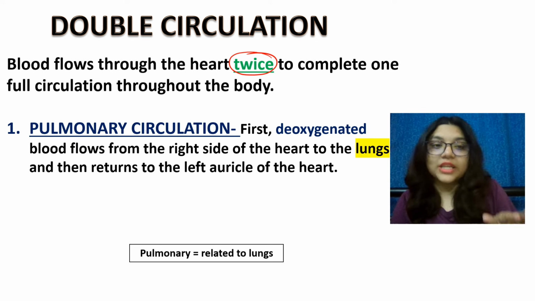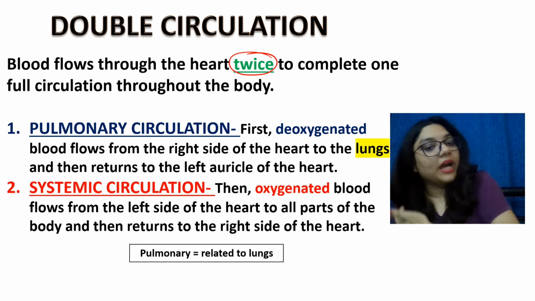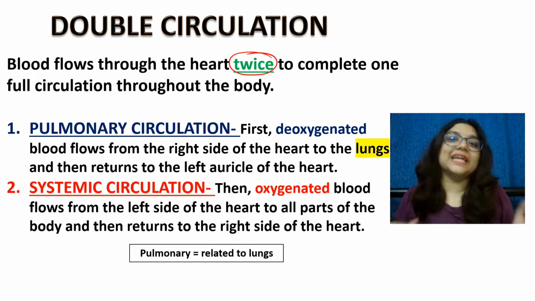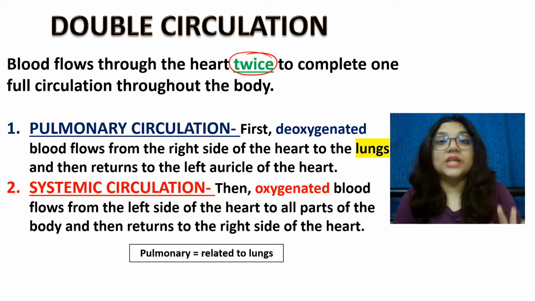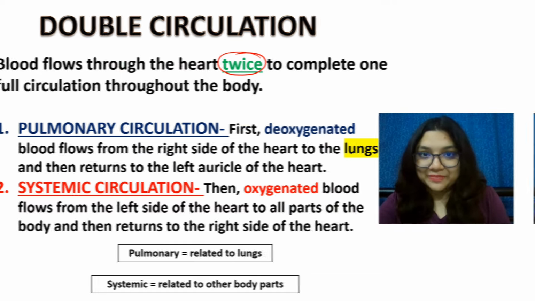And the second route that we have is the systemic circulation, wherein oxygenated blood flows from the left side of the heart to all parts of the body and then it gets back to the heart. So this word systemic means related to all other parts of the body.